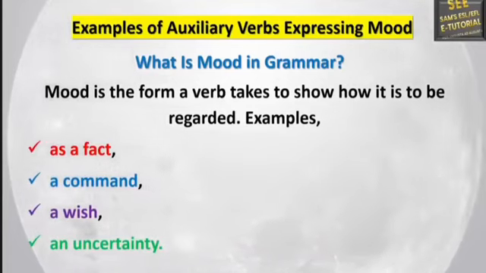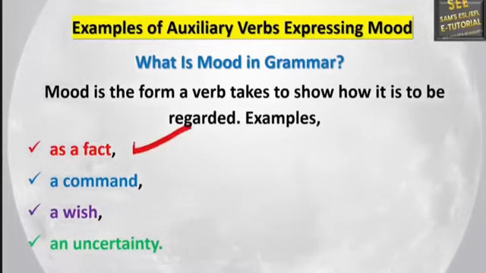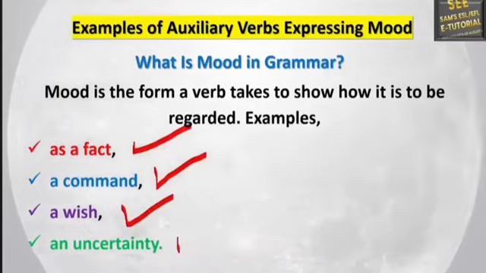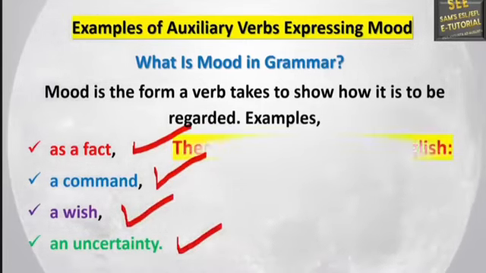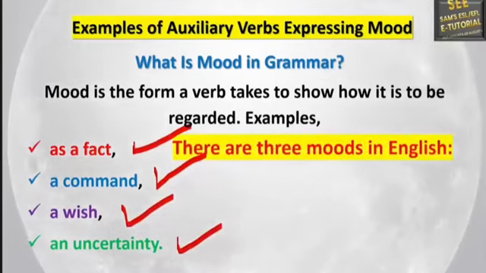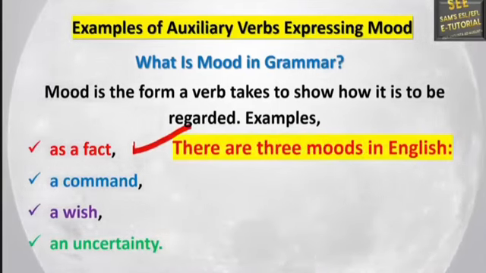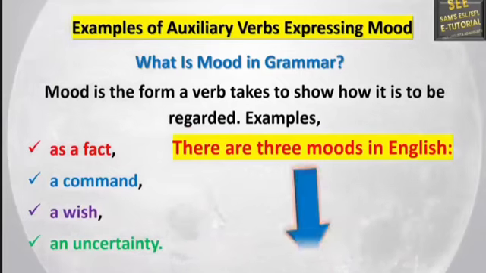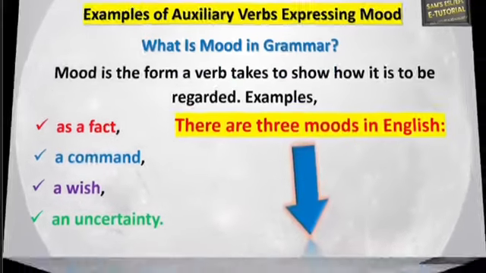So when we talk about mood in grammar, it can help us express any of these four, like you can see right there on the screen. It can express a fact, a command, a wish, and of course uncertainty. Very, very important. We take note of all of this. Now, let's take a look at the three major modes in English.